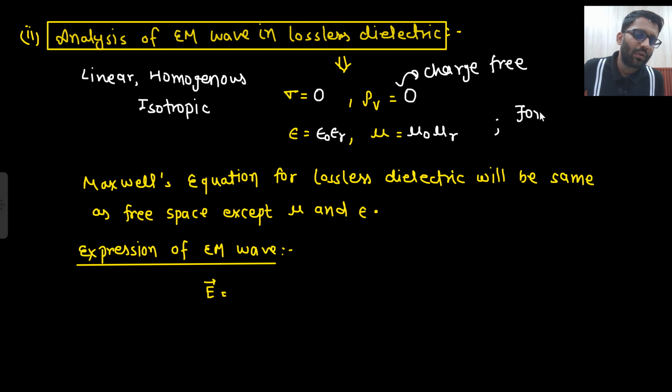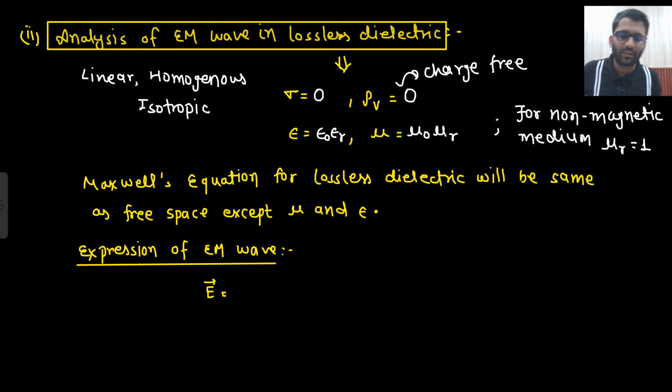Okay, for a non-magnetic medium, you will take mu r equals to 1. It will be written in most of the problems. Your medium will always be taken as non-magnetic. And if it is not mentioned and there is no way to find the mu r value, then by default you can take mu r equals to 1. In most of the problems it will be written that the material is non-magnetic, so the mu r value should be taken as 1.